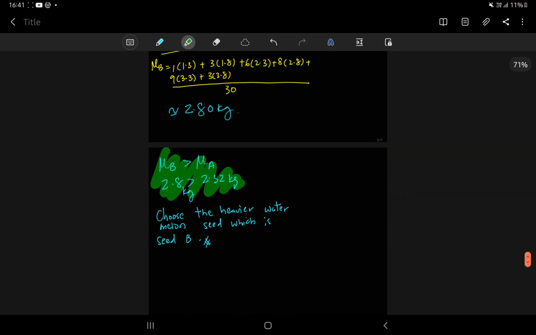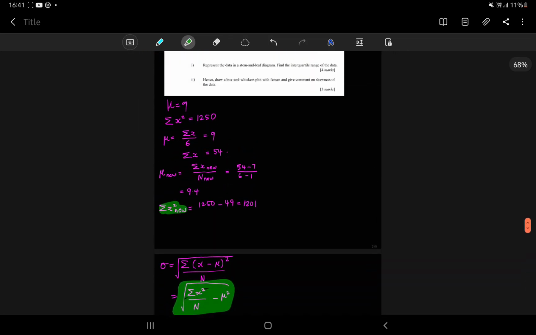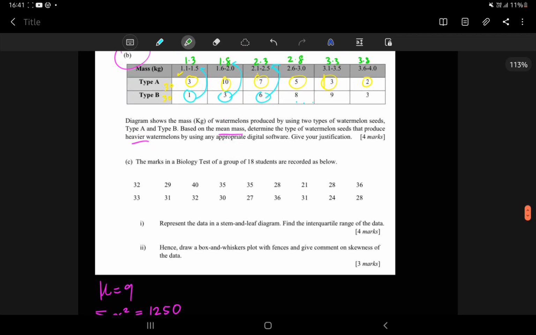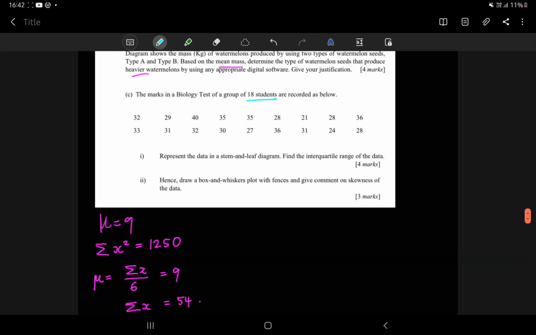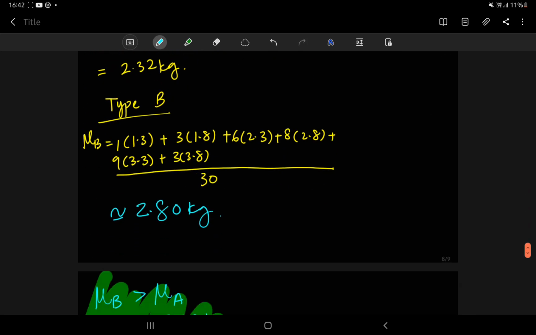Okay, so the next question is question C. The marks in a biology test of a group of 18 students are recorded. First, question 1, represent the data in a stem and leaf diagram. So a stem and leaf diagram is like this.